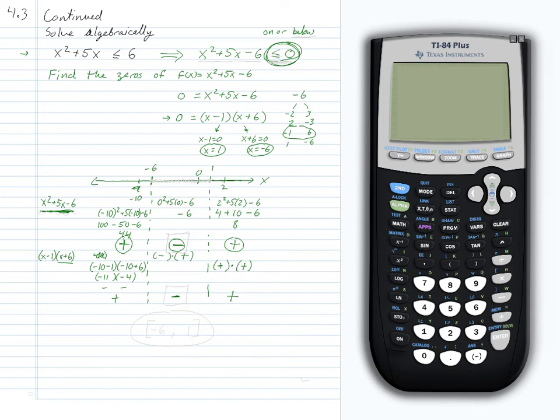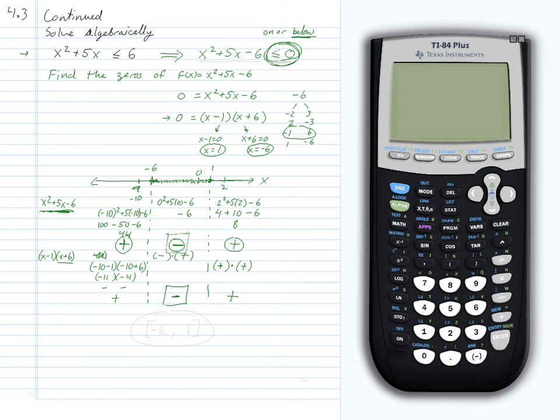While our parabola, our function, is on the x-axis, it is 0, at the intercepts that we found. So we'll select those. And below is going to be where the sign is negative. So the negative region is all of this space in between -6 and +1.